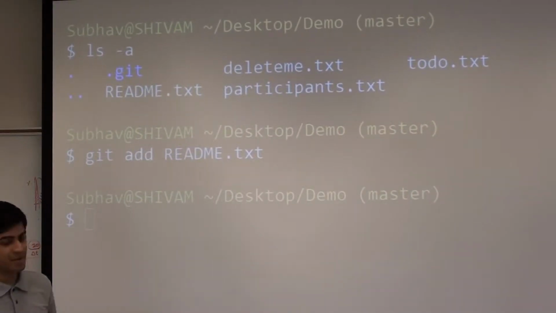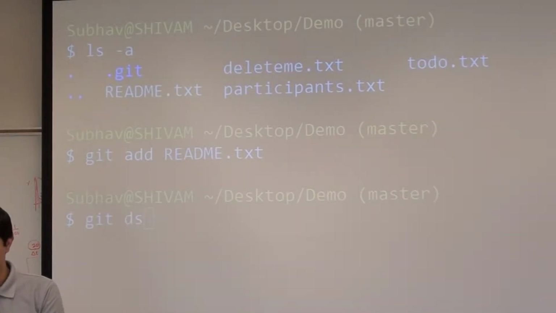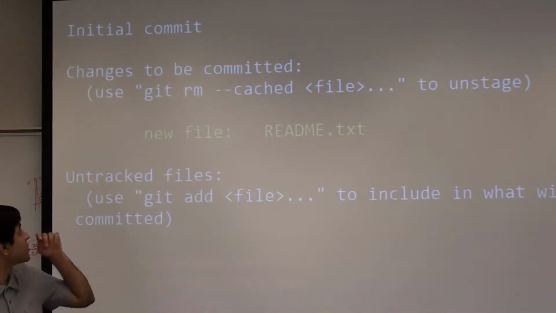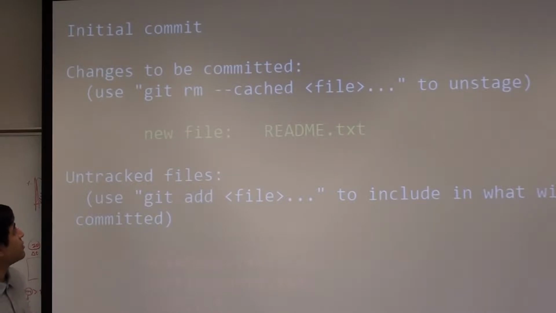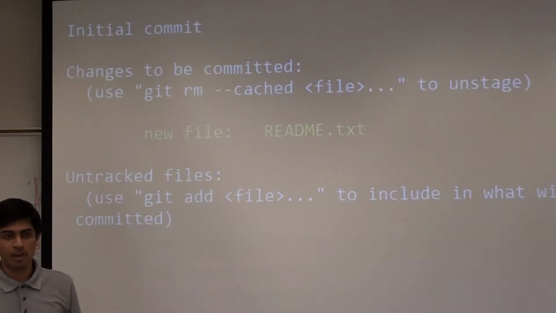It didn't tell me exactly what it did, and if I want to find out what it's actually doing, there's a really neat command called git status that I can type, and it will show me exactly what's going on. It's basically saying there's a new file that I added called readme, and that's something that I want to put into the repository.